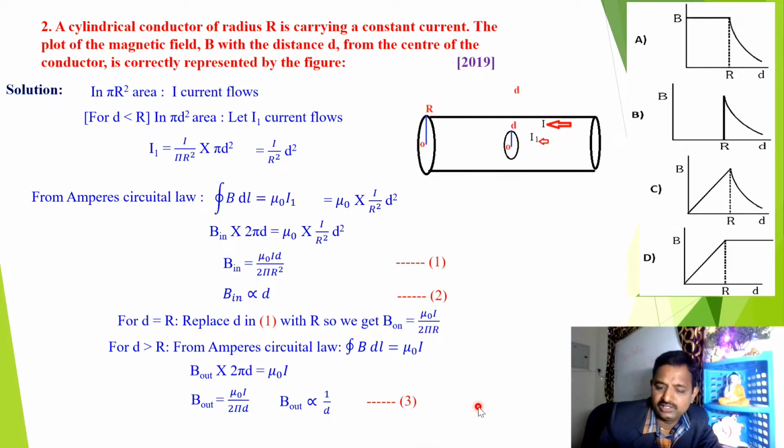This is equation 3. From 2 and 3 we can say option C is the answer. How? Because from 2, B inside is directly proportional to D, and directly proportional means you will get a straight line passing through the origin. Next, from 3, B is inversely proportional to D, so you will get a curved line like this. So my dear students, option C is the answer. Now we will go for the next question.